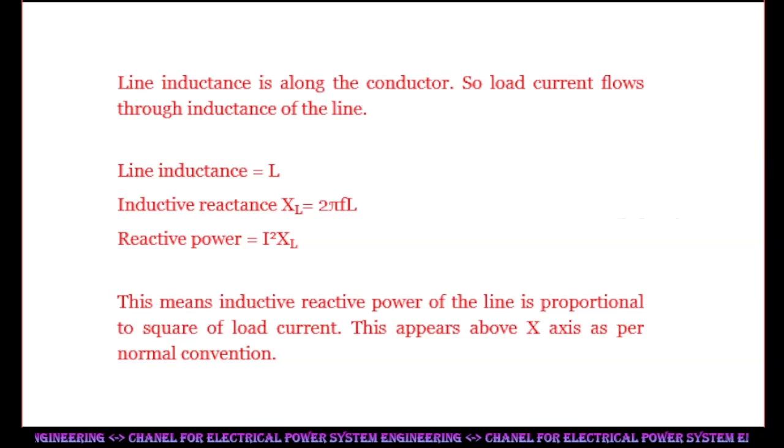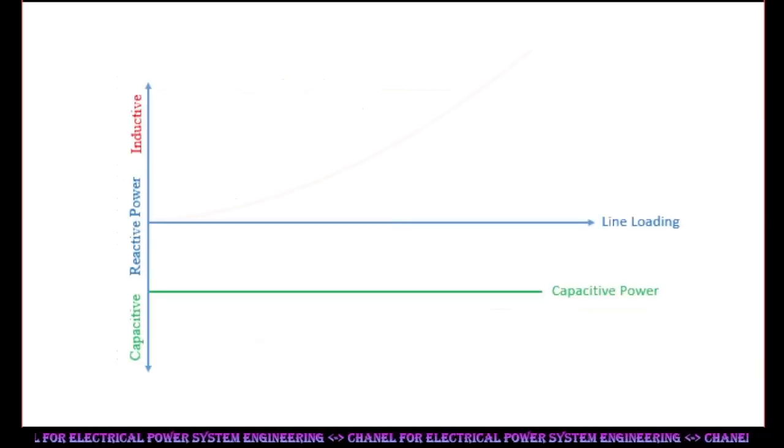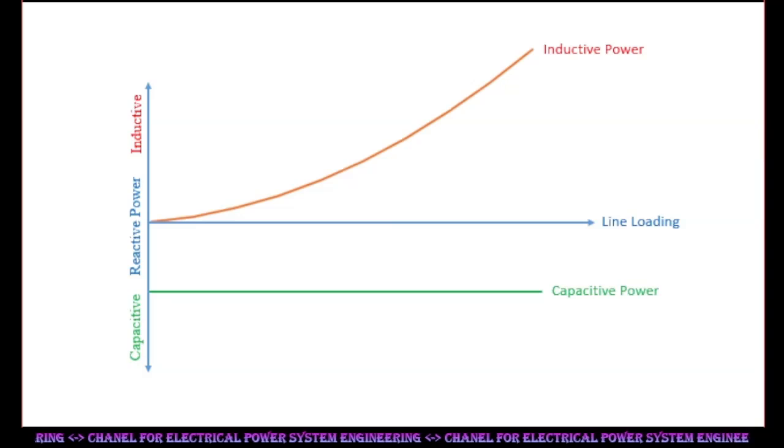Line inductance is along the conductor. Load current flows through the inductance of the line. Line inductance is equal to L. Inductive reactance XL is equal to 2 pi FL. Reactive power is equal to I square XL. This means the inductive reactive power of the line is proportional to the square of load current. This red curve of inductive power appears above the x-axis as per convention.